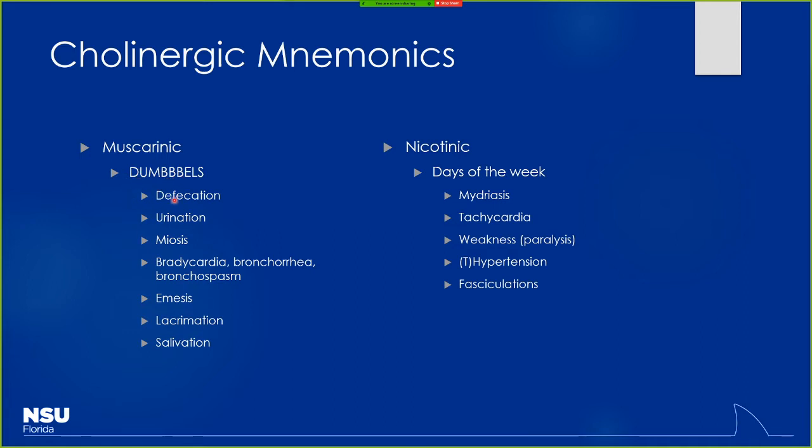So, what does that mean? Well, again, this makes sense if you remember all the things we've already talked about. So for D, it's defecation, right? So you can see diarrhea as a result of that increase in peristalsis on the GI tract. You can see urination because you're squeezing down on that detrusor muscle and relaxing that internal sphincter. You see miosis because we talked about the effects on the eyes, causing constriction of those circular muscles.